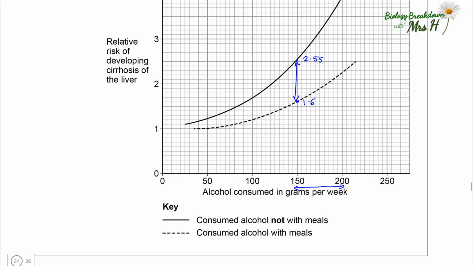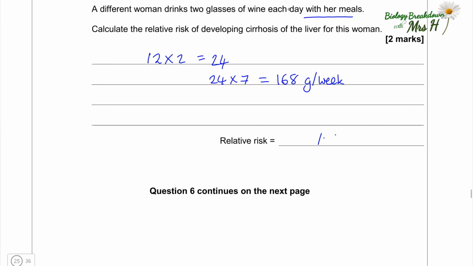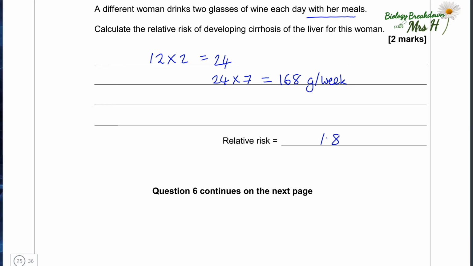And you can see that between 150 and 200, I was just trying to work out how many grams are per one little square. And that is 50, so it's 5. 155, 160, 165. Rather awkwardly, then we have to go a little bit between 165 and 170. Take that line up until it hits the line consumed with meals. Then draw a line across to the y-axis, and that gives us 1.8 risk of developing cirrhosis of the liver. And that's what we need to write down there.